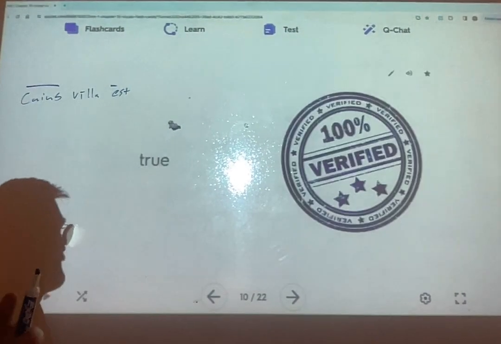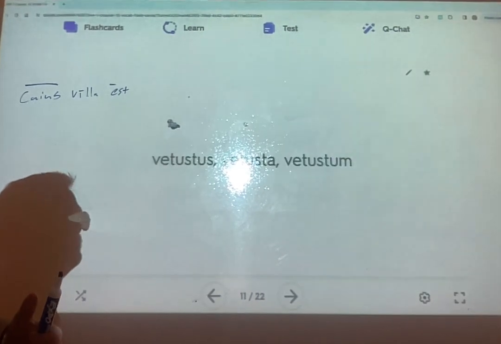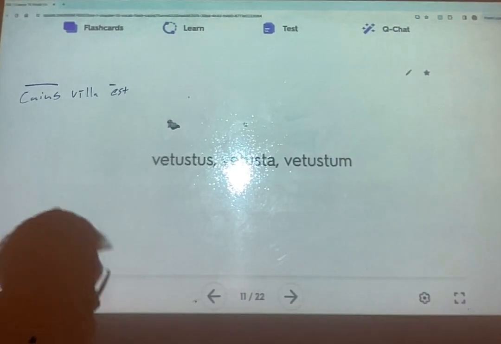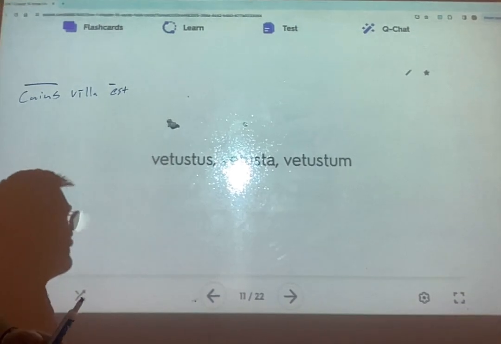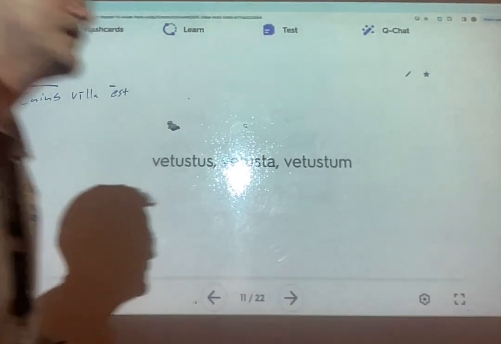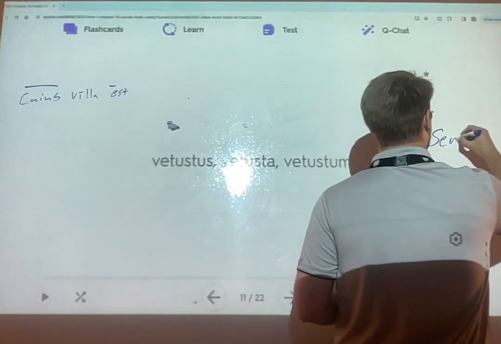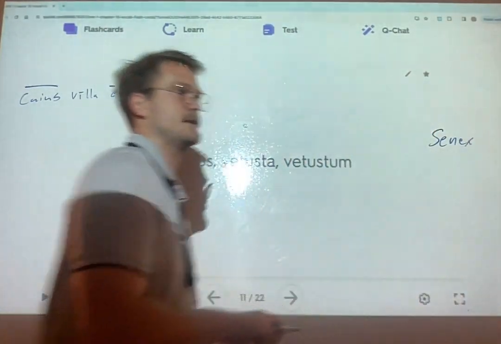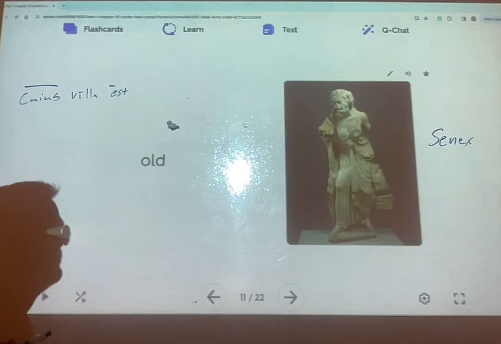Means true. So, vetustus, vetusta, vetustum. This is old. This is a first and second declension adjective that means old. You guys have already learned senex, which means old. That's a third declension adjective that means old. All right, but it means the same thing.